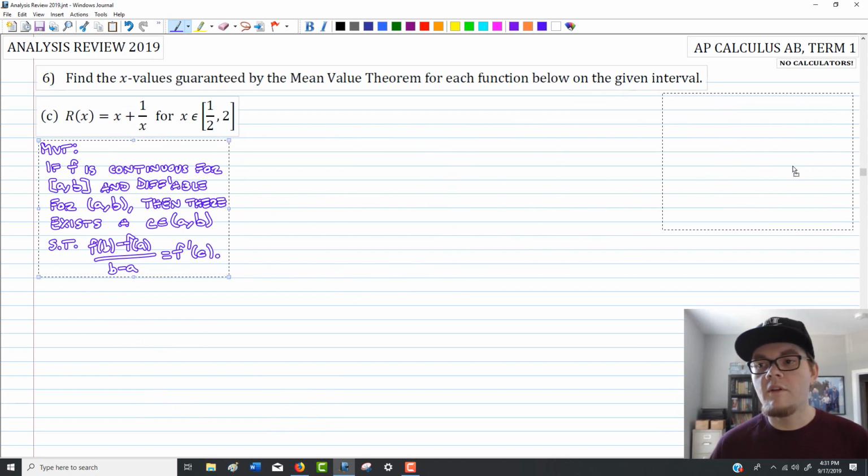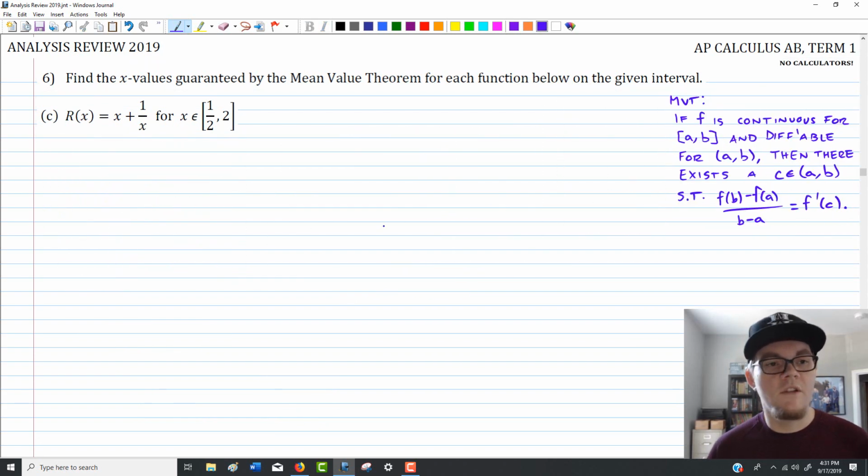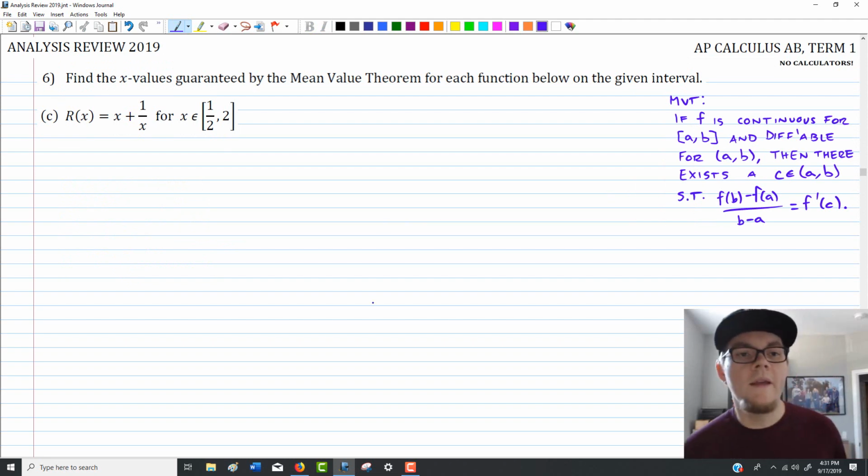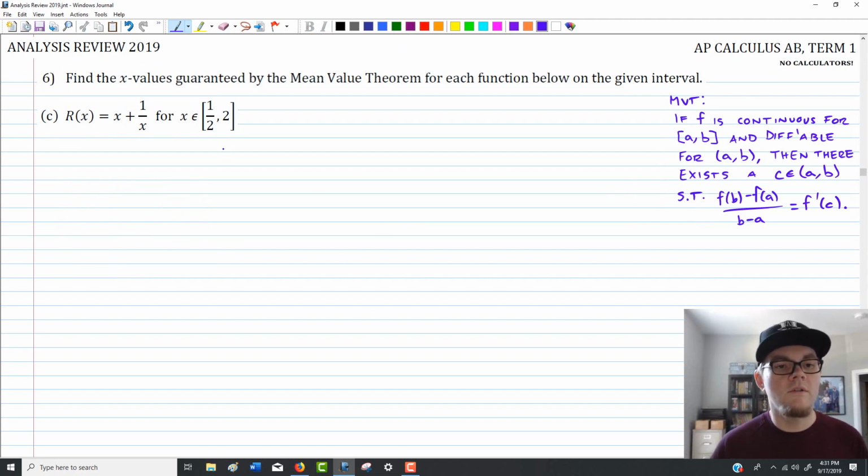Okay, our third example using the mean value theorem, just in a straightforward, computational way. Kind of your level 1 questions, just spiced up a little bit, is analyzing the function r of x, a rational function, x plus 1 over x.